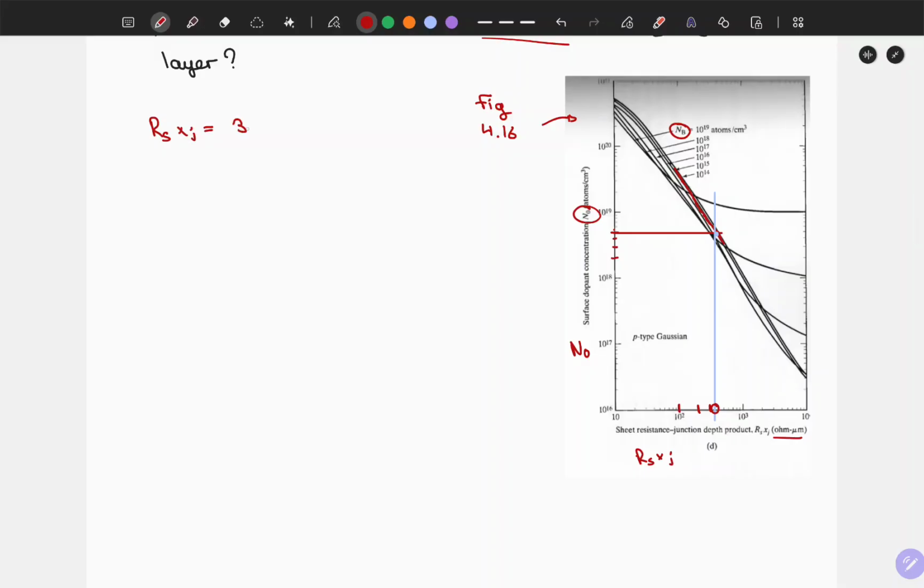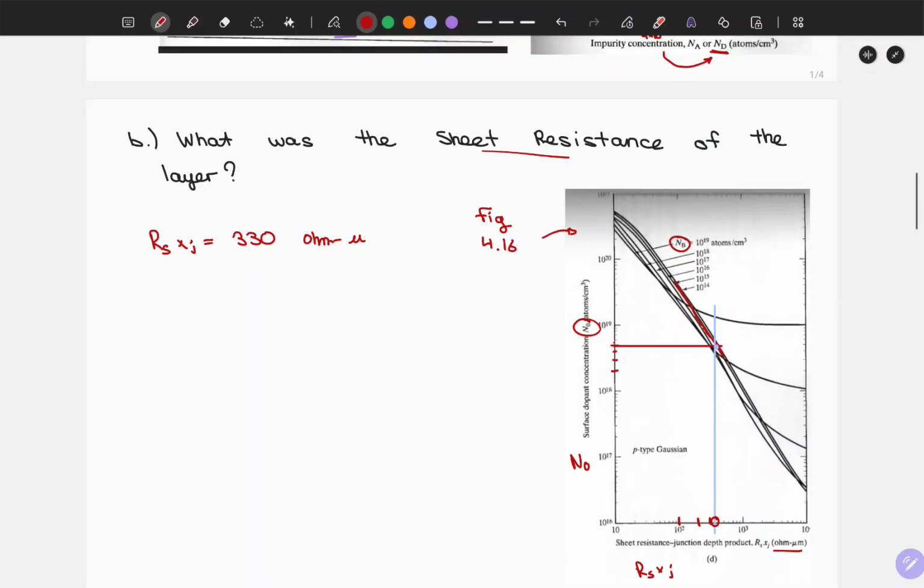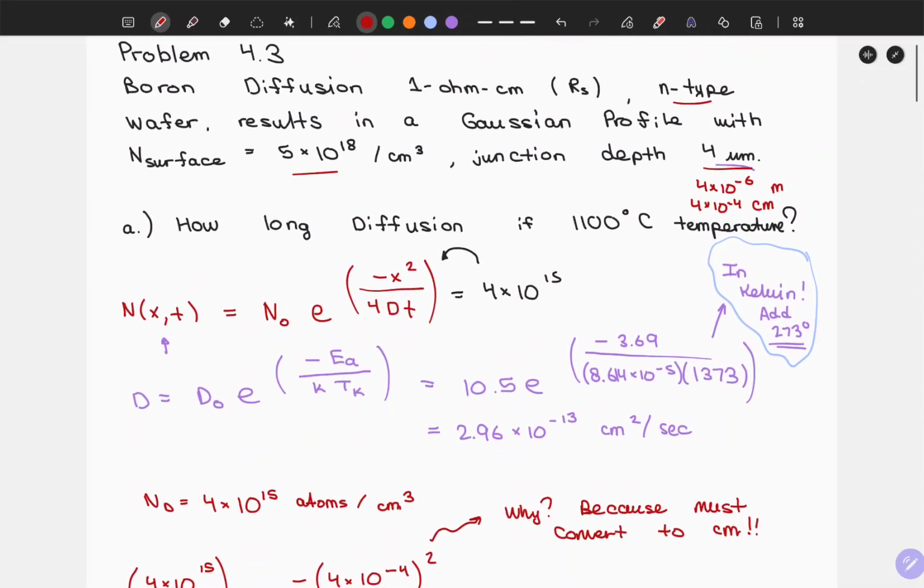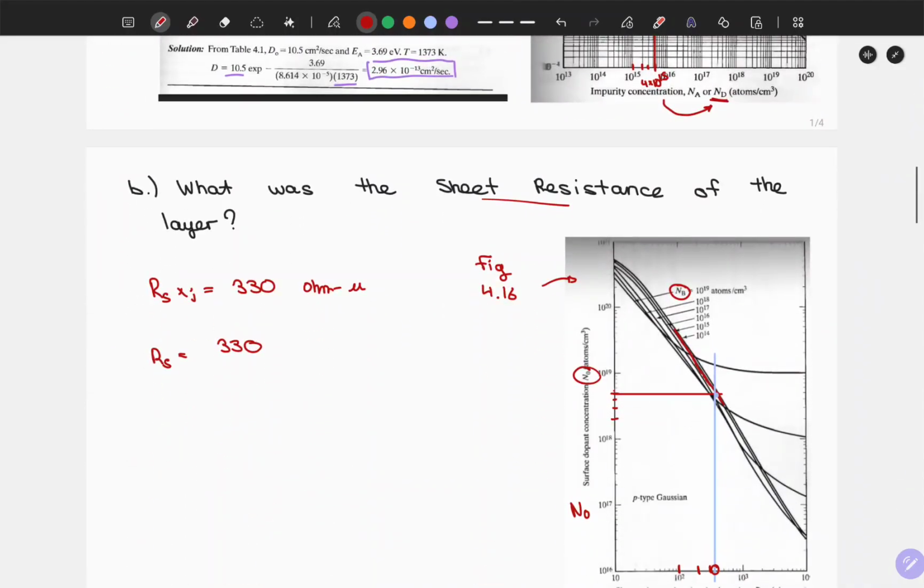RS times XJ is equal to 330 ohms per micron. Here, obviously, we are looking for the sheet resistance, which we know XJ was given as the junction depth to be 4 micrometers. So we just divide 330 divided by 4, and we get a sheet resistance of 83 ohms per square.